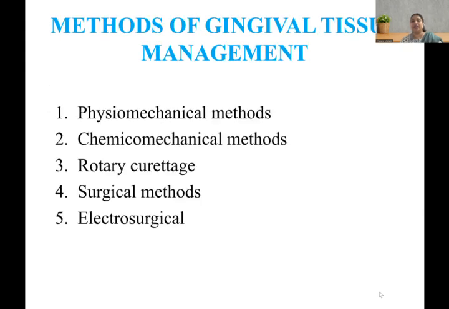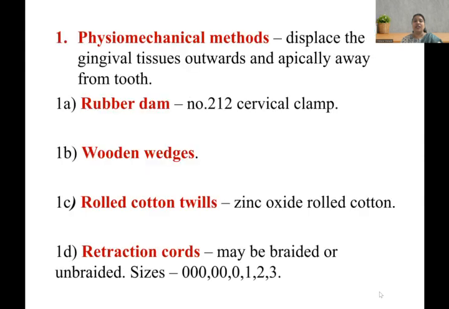So there are different techniques of gingival tissue management. First, physiomechanical method, then chemical methods, rotary curettage, surgical method, and electrosurgical method. In the physiomechanical method, the principle is displacing the gingival tissues outwards and apically away from the tooth. For this, we have a rubber dam with the use of cervical clamp number 212.